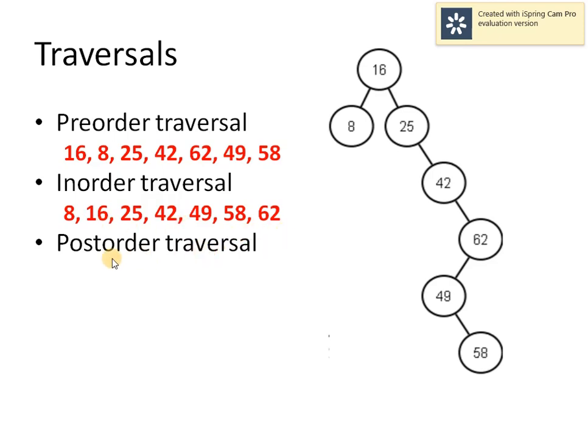And then lastly we have to follow the post order traversal, that means left followed by right and then lastly the parent. So we have to visit 8, then we have to visit right completely. 25 left is null, move to right. 42 left is null, move to right. 62 move to left. 49 move to left, it is null, so we will visit the right of 49 now. So after 8 we have visited 58, then we have to visit parent, that is 49. Right of 62 is null, so we can visit 62.